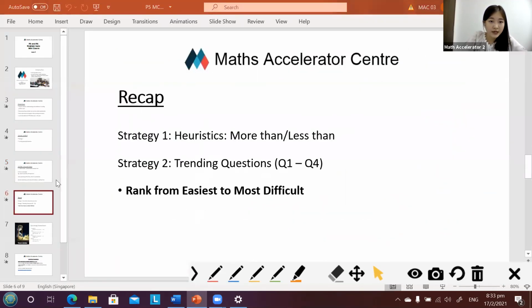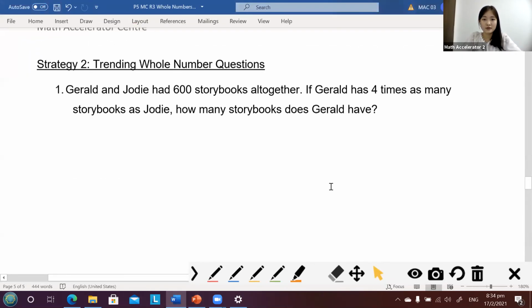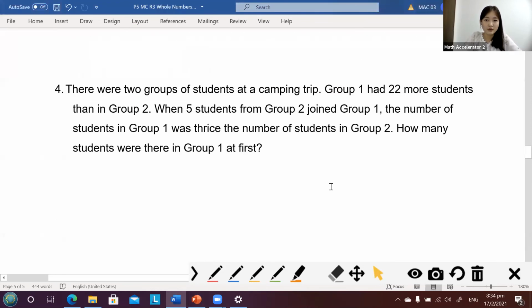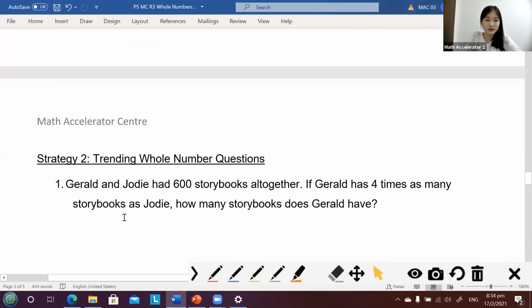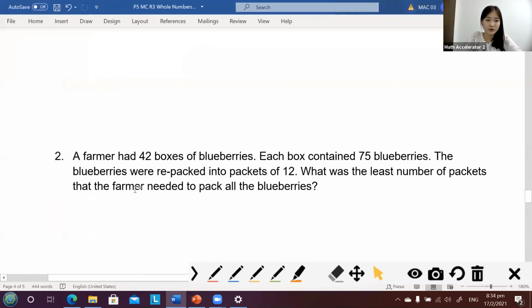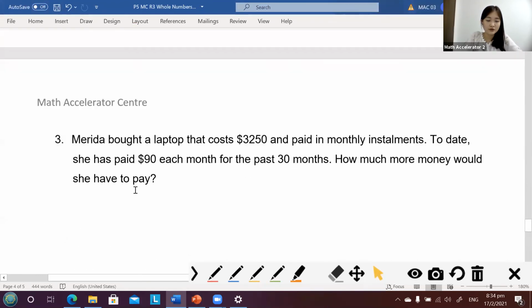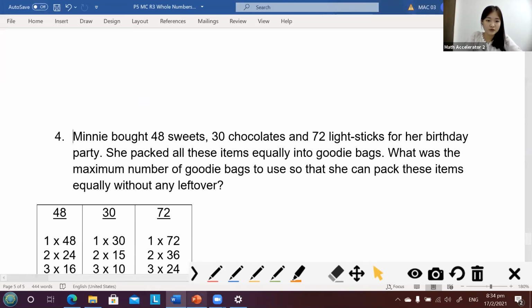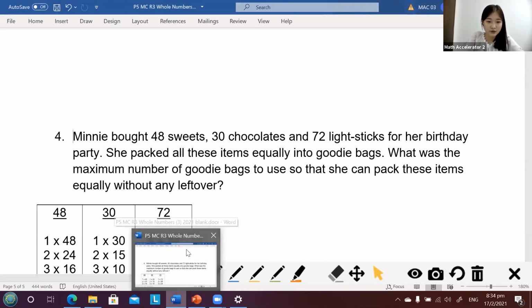Okay, so here's a recap. We did more than less than questions in strategy 1. And we did some trending questions, from question 1 to 4, in strategy 2. So can you rank your questions from the trending questions, easiest to most difficult? Question 1 on Gerald and Jody, farmer, 3 and 4. Or you can just type which one you find most difficult or most easy.